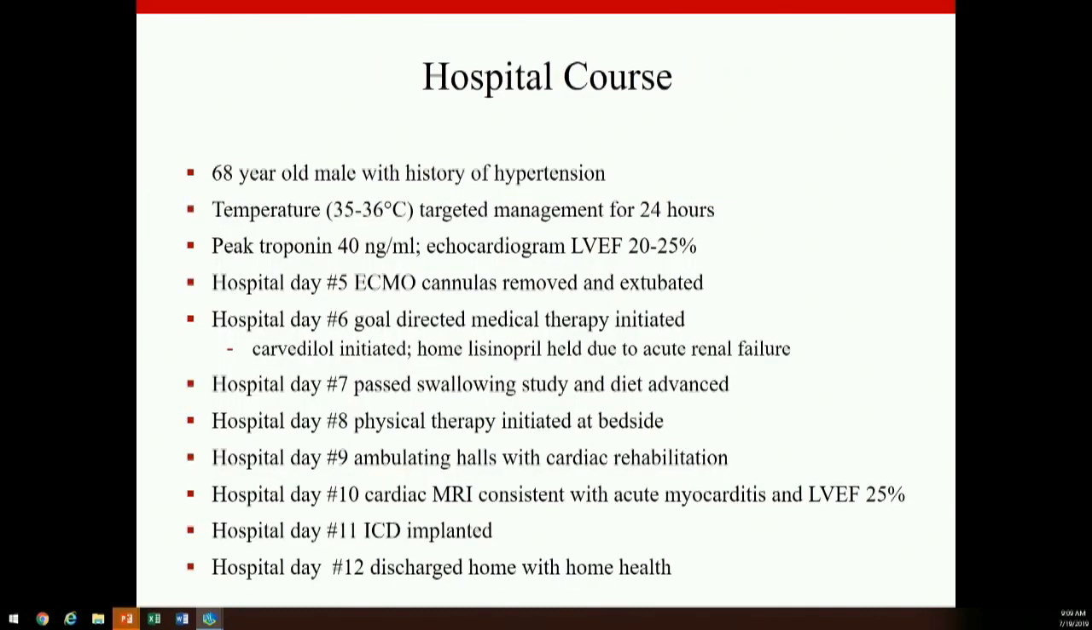So how did the hospital course go? We found out he was 68, he had a history of hypertension, he underwent temperature-targeted management for 24 hours just to avoid fevers, peak troponin 40, ejection fraction was 25. Hospital day number 5, ECMO cannulas were removed, the patient was extubated. Day 6, goal-directed medical therapy was initiated. Day 7, passed a swallowing study, and diet was advanced. Day 8 and 9, physical therapy and cardiac rehab was working with the patient and he was ambulating the halls. Day 10, cardiac MRI was consistent with acute myocarditis. Day 11, ICD was implanted for secondary prevention, and day 12, the patient was discharged to home.